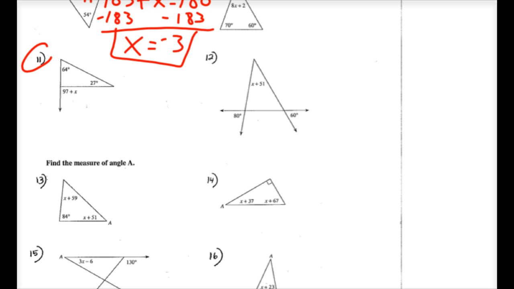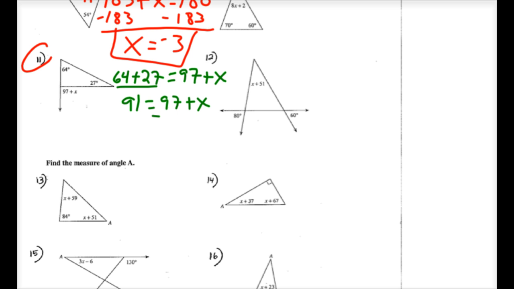We learned the exterior angle is equal to the sum of its remote interior angles. Somebody write an equation. You can do this, you're really thinking. Angle 64 plus angle 27 equals the exterior angle, 97 plus x. Very good. Could he have written 97 plus x equals 64 plus 27? Sure. I got 91. These two add up to 91? Yeah. So 91 equals 97 plus x.